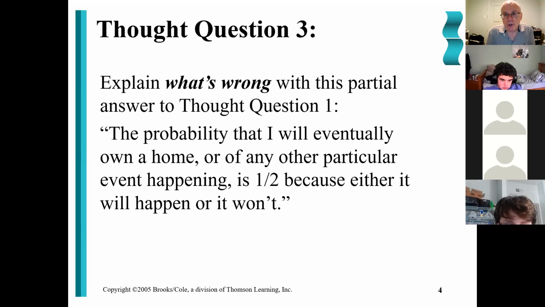So probabilities are always between 0 and 1. It can never be a negative number. It can never be a number bigger than 1. So if I ask you to do a calculation, and you get a negative number or you get a number bigger than 1, you know you did something wrong. All right, always. It's never outside of that range between 0 and 1. And most probabilities are between 0 and 1.